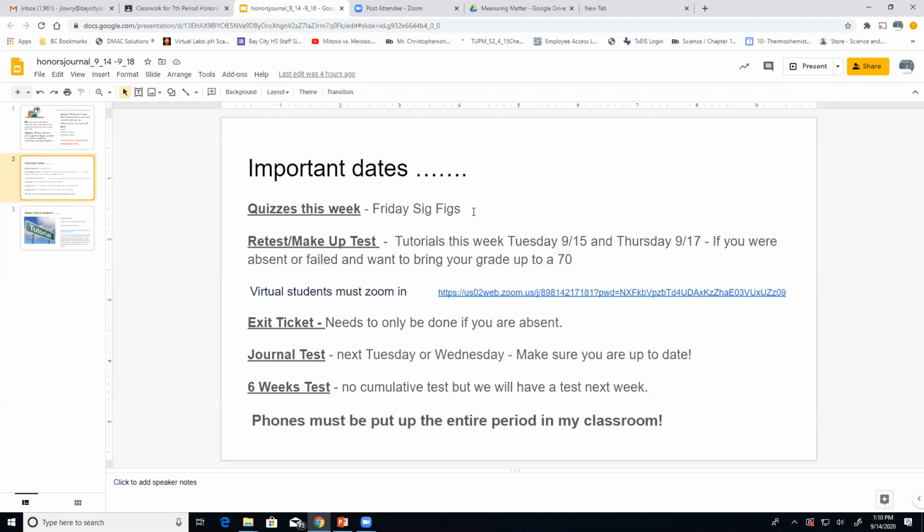You only need to do the exit ticket if you're absent. I'm posting one in the classroom, but that is for attendance purposes. So if you're here virtually present, you do not have to do the exit ticket.